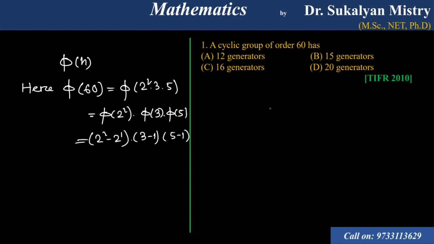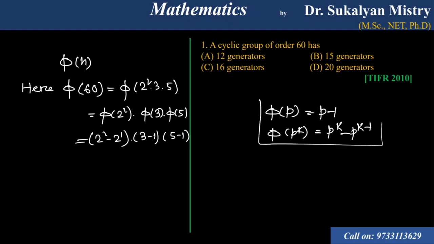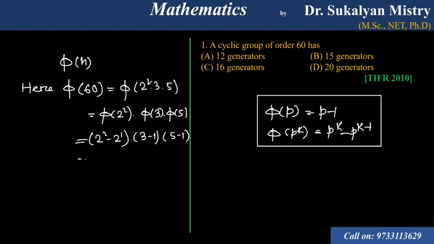5 minus 1, because we know that when p is prime, phi p is equal to p minus 1, and also phi p to the power k is equal to p to the power k minus p to the power k minus 1. Okay, so we apply this result. So 2 square minus 2, so that is 2 into 2 into 4, so that will be 16. So option C is correct. Okay, so next problem.